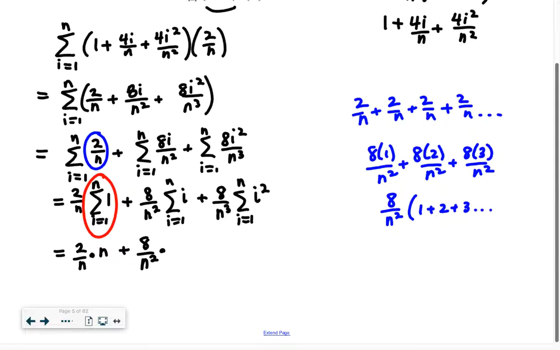How about the next part? If I add up 1 plus 2 plus 3 plus 4 plus 5 all the way to n. Nope, that would be if I multiply. So 1 plus 2, this is the Gauss formula.